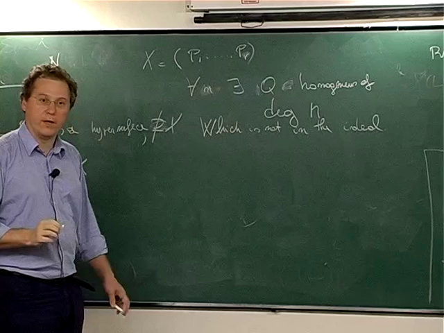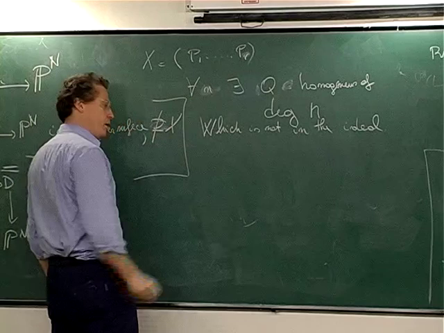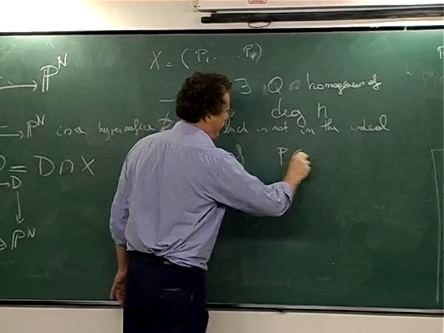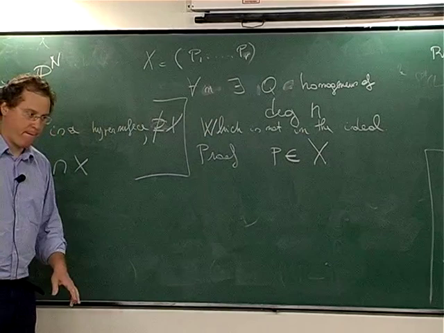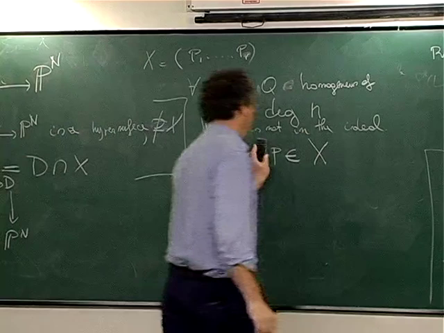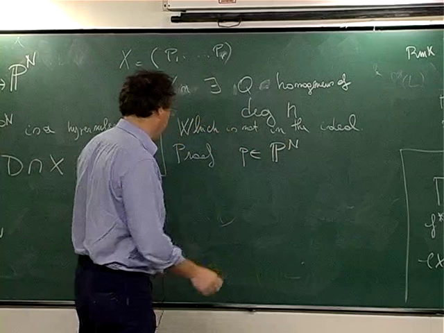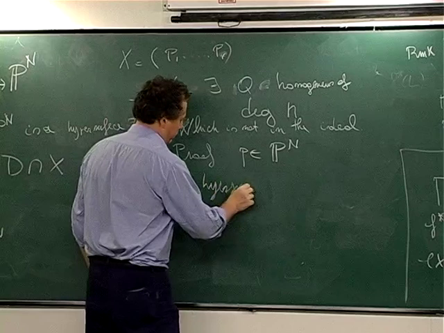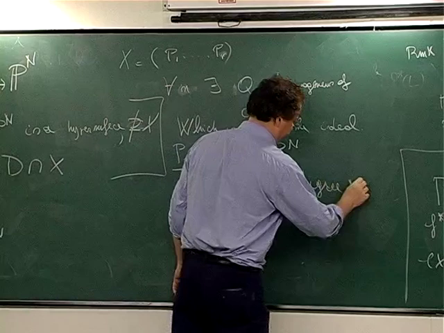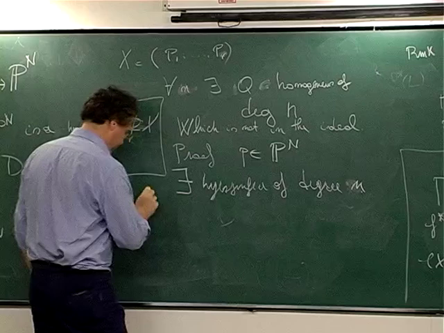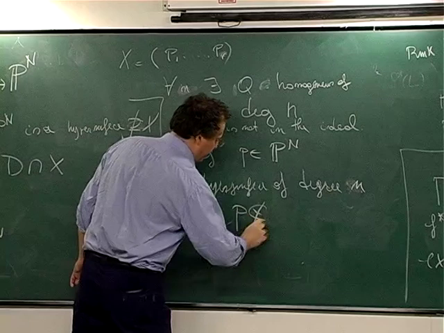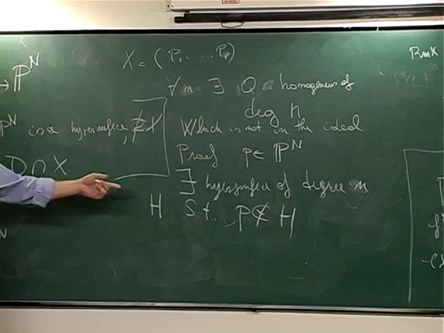I can give you a geometric proof. It's actually related to what I want to see. Proof. Choose P a point of X. First remark. Let P be a point of Pn. I say that it is easy to see that there exists a hypersurface H of degree n such that P does not belong to H. I think everybody agrees with this, otherwise you prove it as an exercise. Okay?